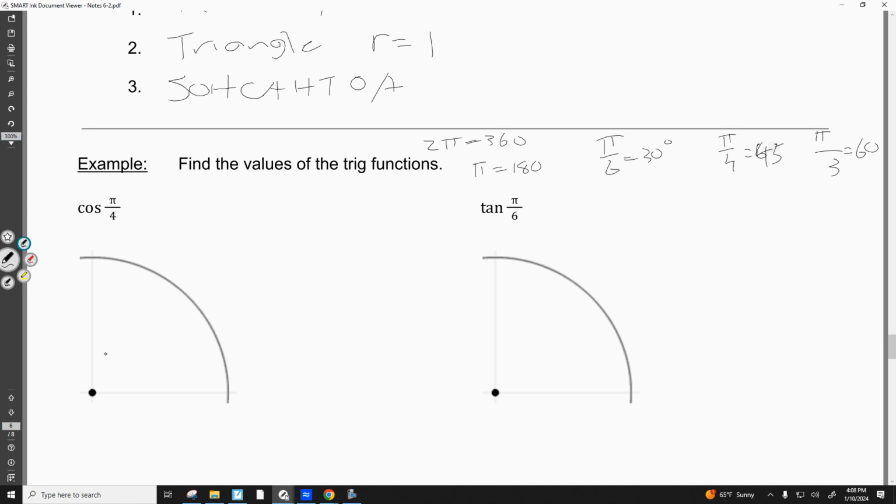Divided by 4, 45. Divided by 3, 60. Okay, boom. Step 2, understanding that the radius is 1 and understanding your reference angle. Draw your triangle with your x-axis. Step 3, what are the side lengths? SOHCAHTOA. Root 2 over 2, root 2 over 2. What's the cosine of pi over 4? Root 2 over 2. What's the tangent of pi over 6? Step 1, radian. Step 2, triangle. Step 3, SOHCAHTOA.